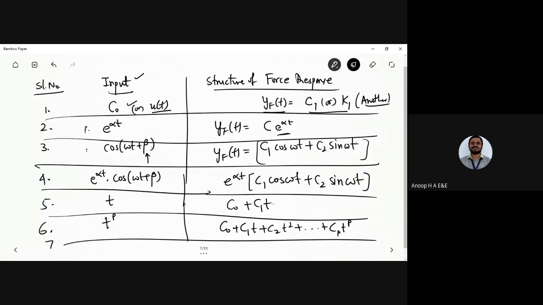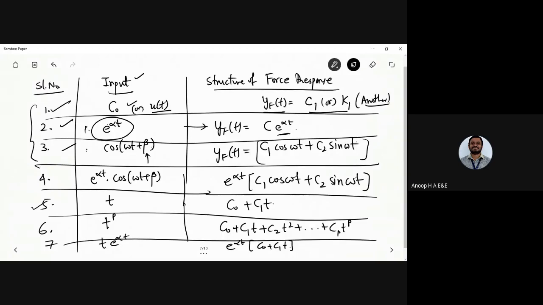Next, seventh one, I'll be having t e power alpha t. So that would be e power alpha t into C0 plus C1t. Very easy to remember. Once you find out e power alpha t, the structure of the response is C times e power alpha t. So these are the main things here. So 1, 2, 3 are the main things, along with t, the fifth one. The rest of the things are derived from these four.